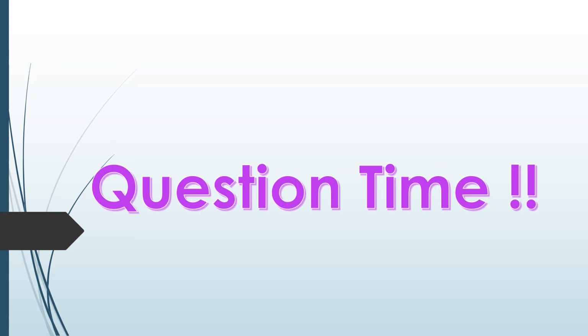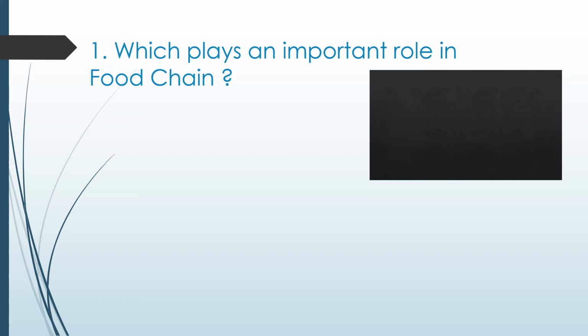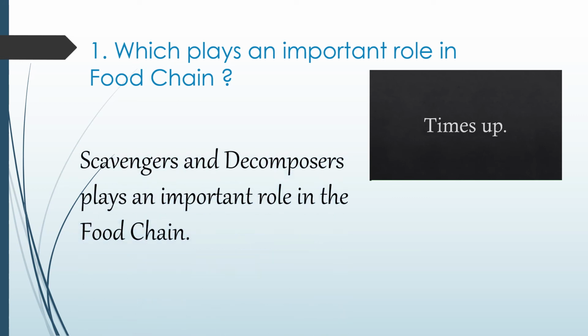Now this is our question time. I am going to ask you two simple questions. Which plays an important role in the food chain? We learned what are the things involved in the food chain, right? In that, which plays an important role? Time's up. Answer. Scavengers and decomposers play an important role in the food chain.